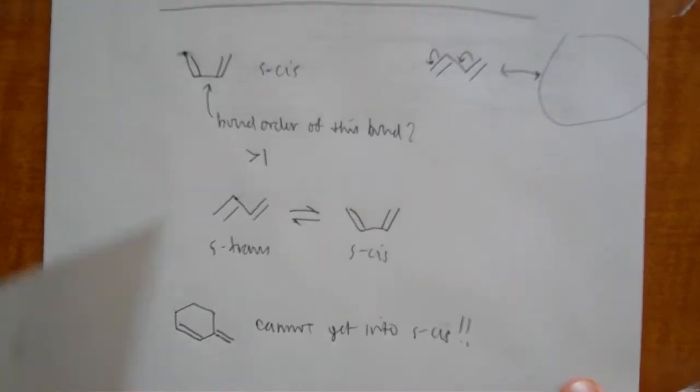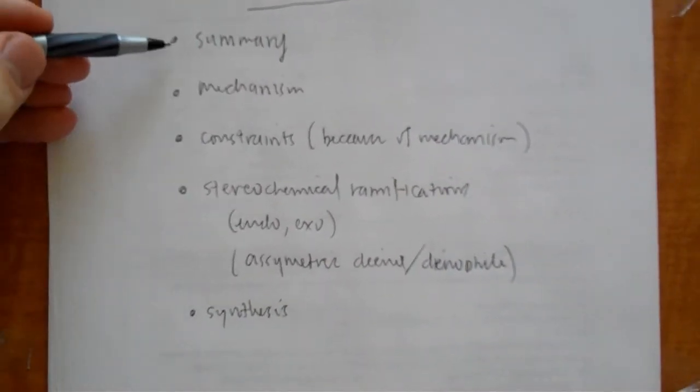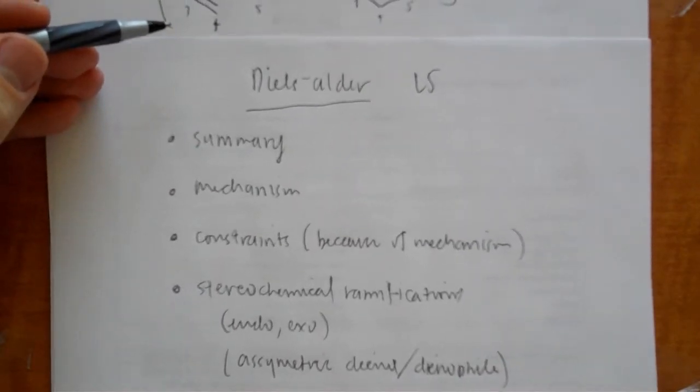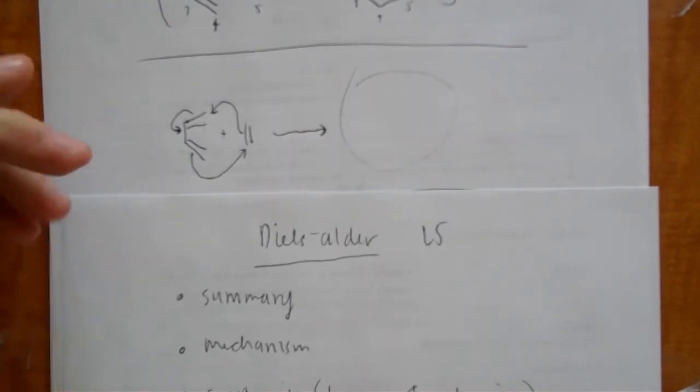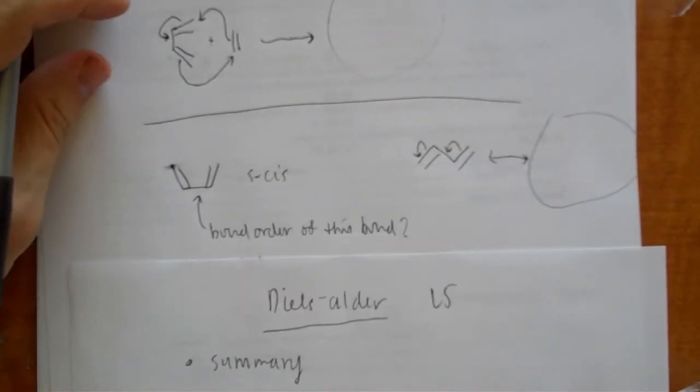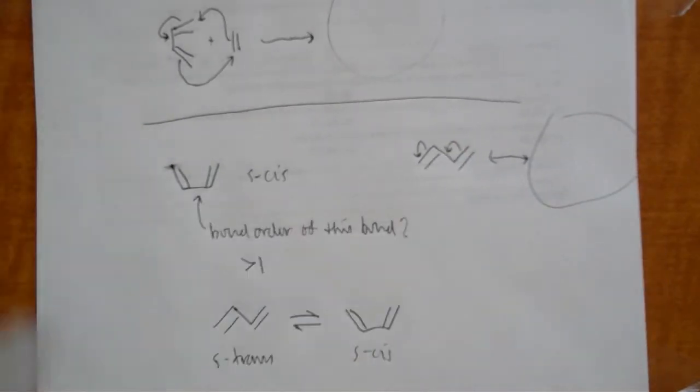Okay? So, we've talked about the summary, and that is this. We've talked about the mechanism. Here it is. And we've talked about one constraint. It has to be in the S-cis conformation. Now let's talk about the stereochemical ramifications. Endo-exo, actually, you know what I'm going to do? I really do want you to look at that on your own. Endo-exo, I think that Bruce just deals with it so much better in text than I can with a picture. You want to refer to page 378 for that.